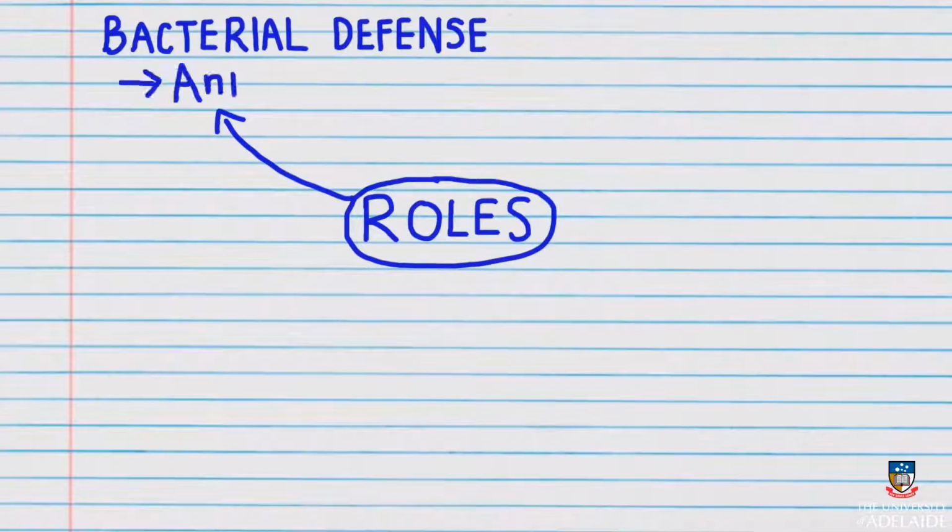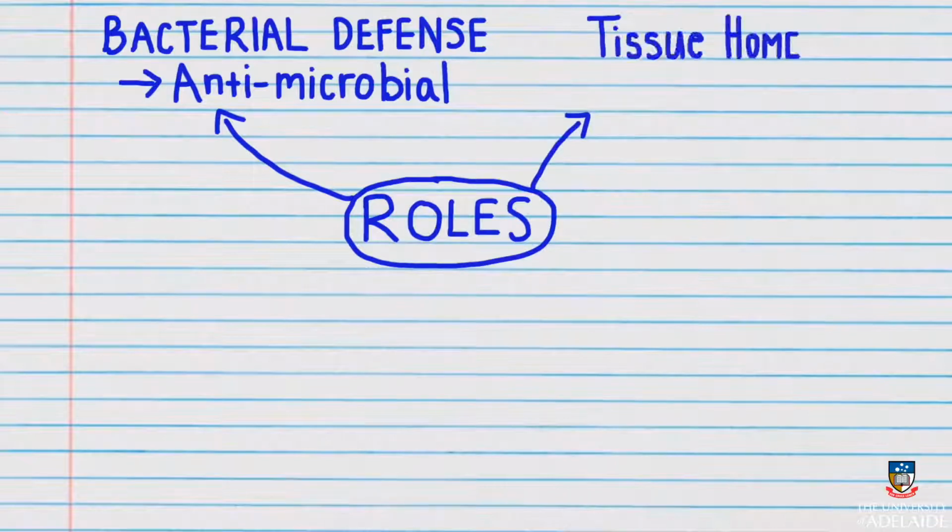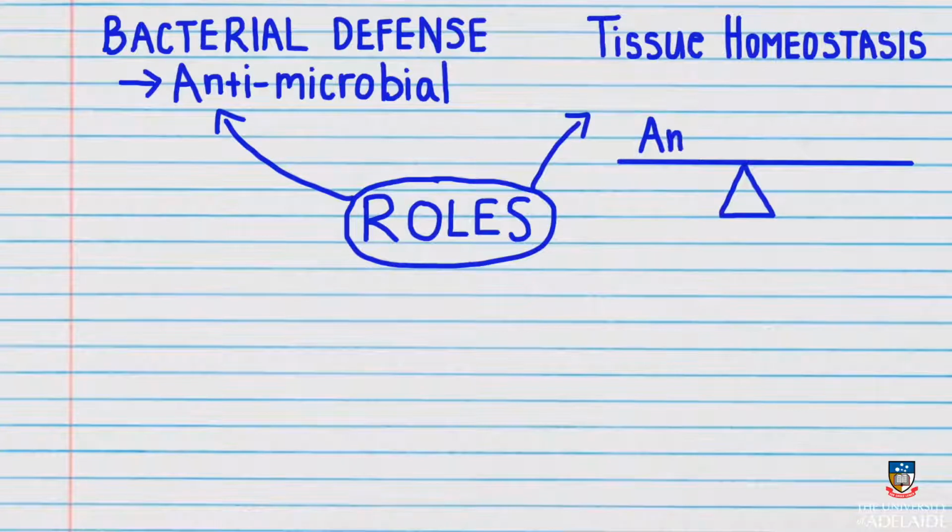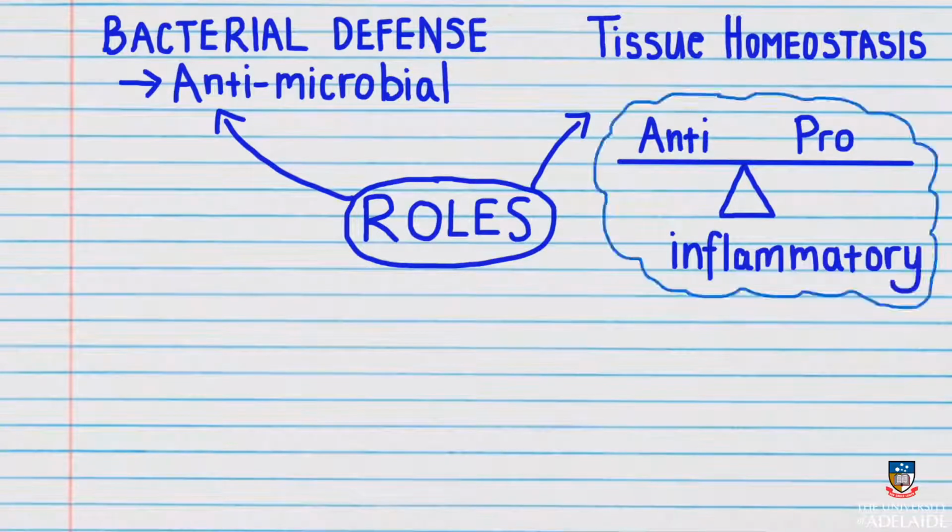Bacterial defense. The defense against microorganisms is an antimicrobial defense. Tissue homeostasis. The junctional epithelium has a unique structure and function which enables it to control the consistent microbial challenge. This is a balance between pro- and anti-inflammatory cytokines. An increase in pro-inflammatory cytokines tips the balance and causes inflammation, clinically seen as gingivitis.